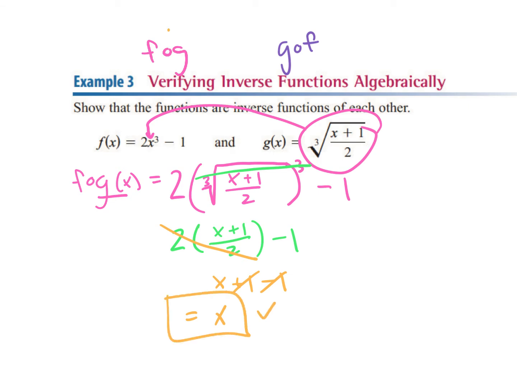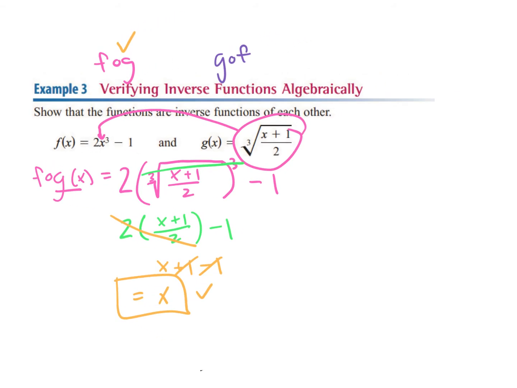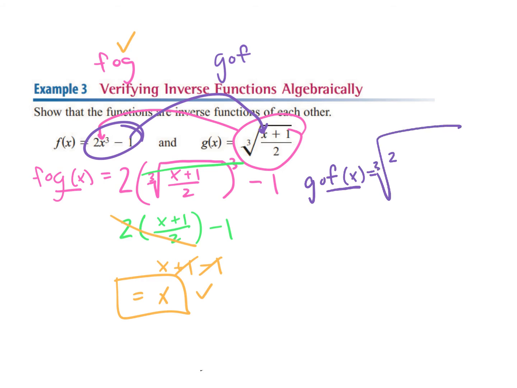So we're good there, but we also have to check g of f of x. So now we're taking f and plugging it into the x in g. So here I have the cubed root of (2x cubed minus 1 plus 1) divided by 2. So negative 1, that minus 1 plus 1 cancels. So then I have the cubed root of 2x cubed divided by 2.